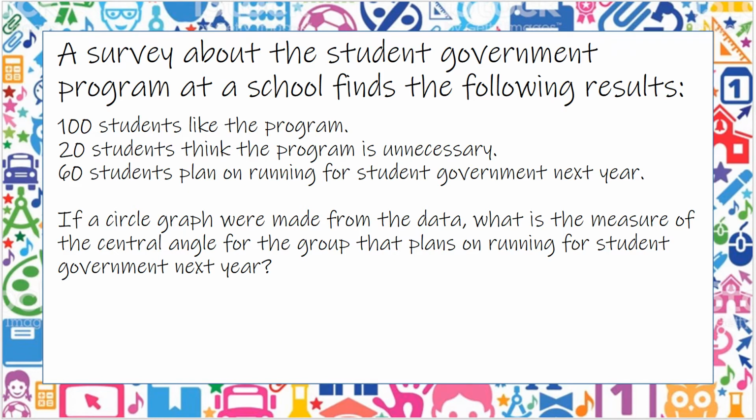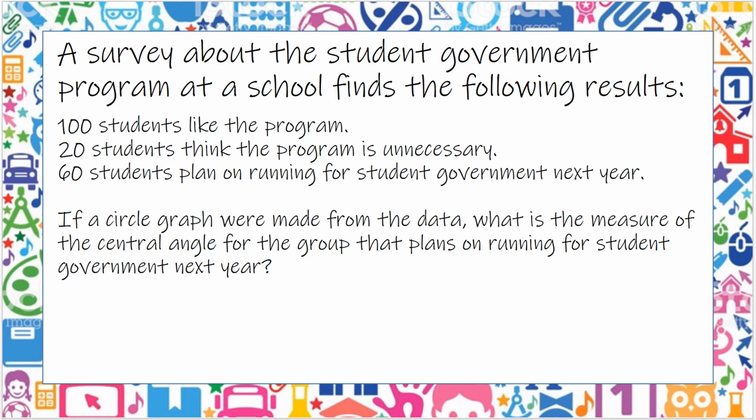And then a survey about the student government program at a school finds the following results. 100 students like the program. 20 students think the program is unnecessary. And 60 students plan on running for student government next year. If a circle graph were made from the data, what is the measure of the central angle for the group that plans on running for student government?